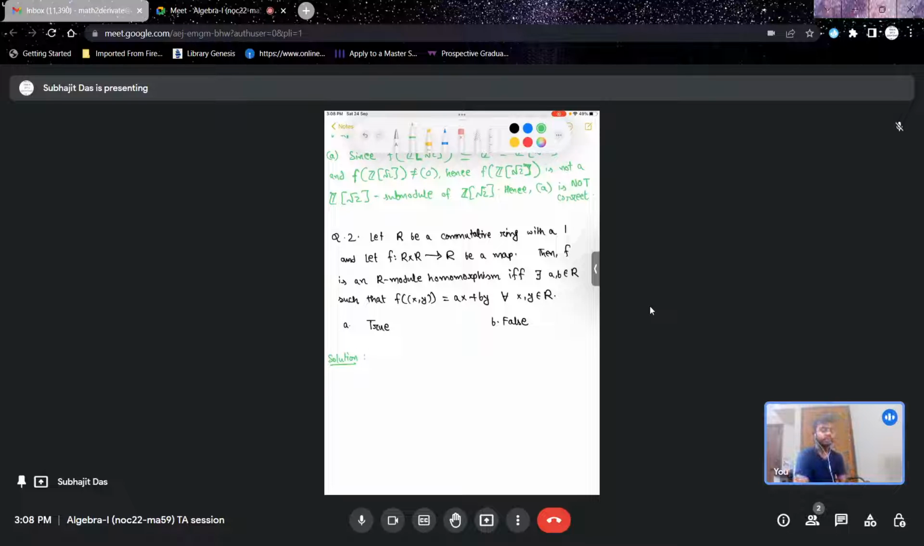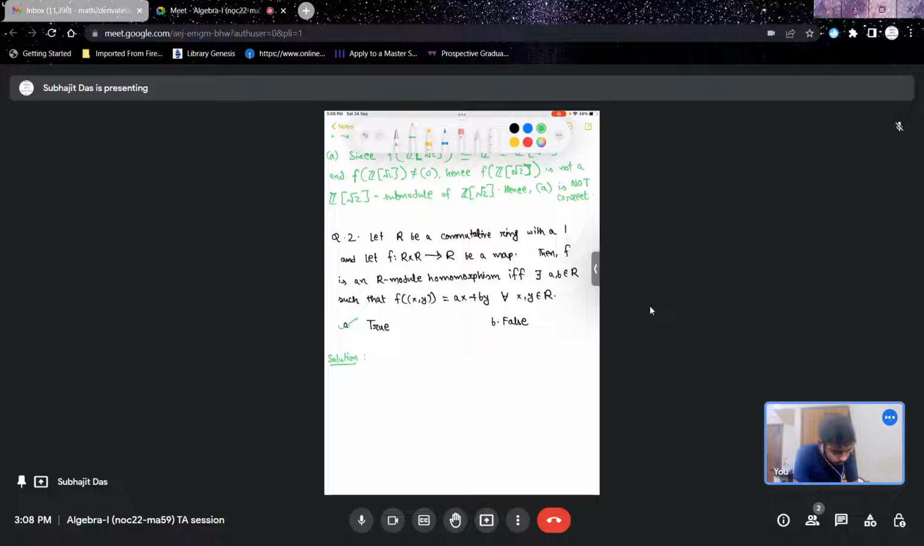Okay, so we need to figure out whether this statement is true or false, that the map F that we are given is an R module homomorphism if and only if there exist two elements A and B in R such that F of xy is this for all xy in R. So first of all, we claim that this is a true statement.